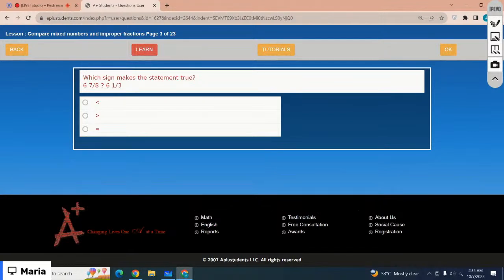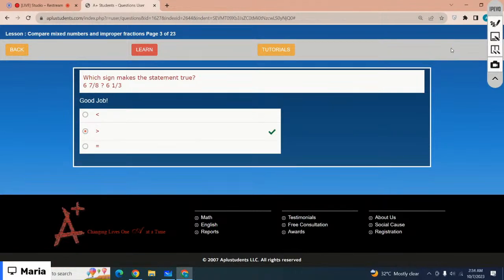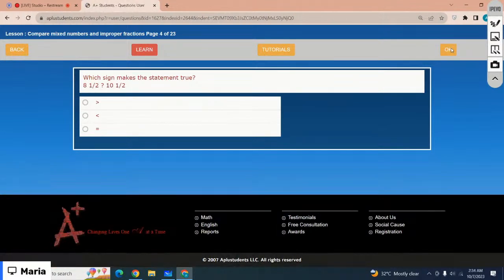For 1 over 3, the shape has just 3 portions and only one is colored, right? So the less portion is colored. So that means 6 whole 7 over 8 is greater than 6 whole 1 over 3. The one that has more portions and more of them are colored is the one that is greater, right?